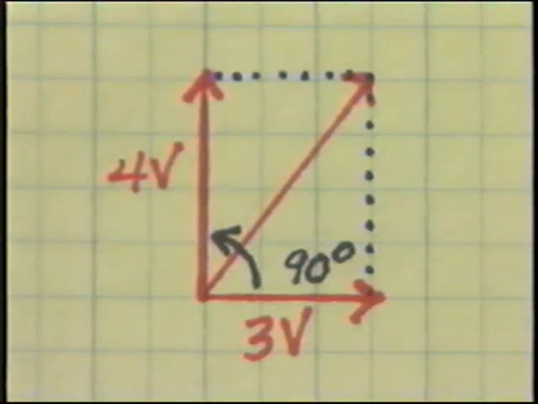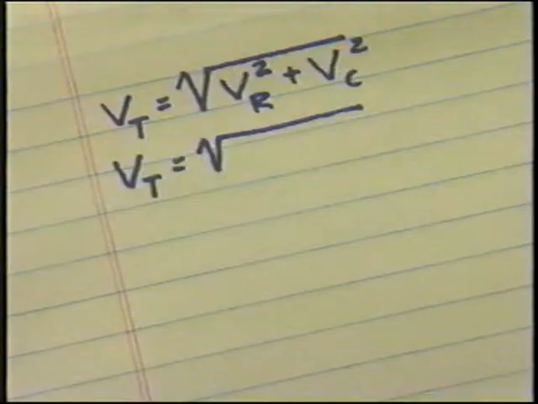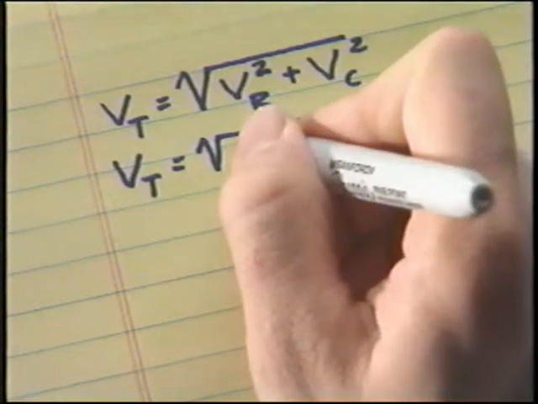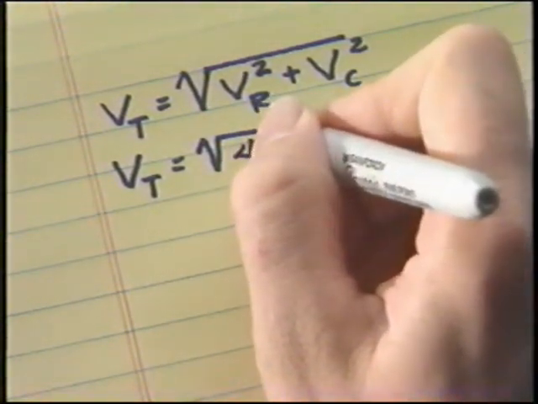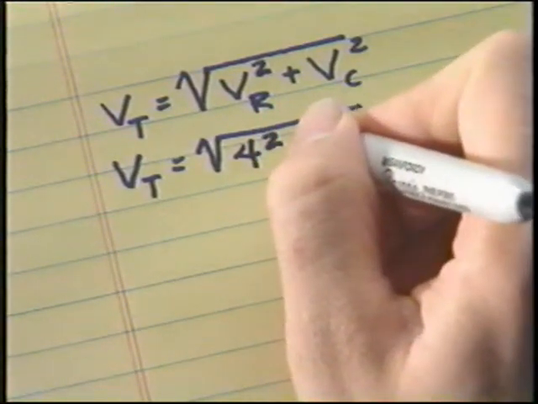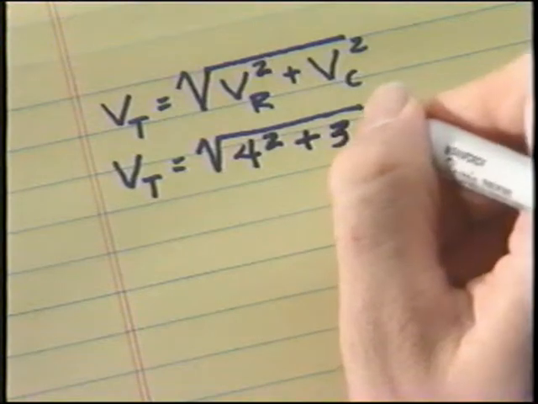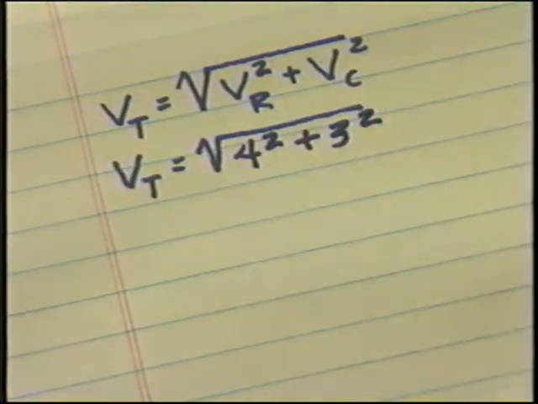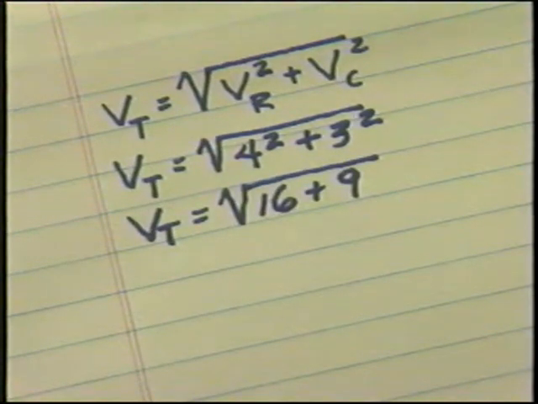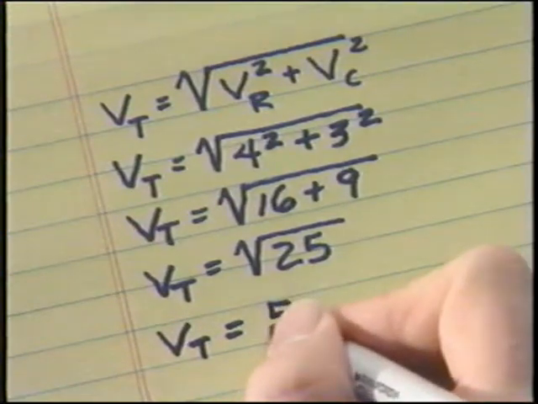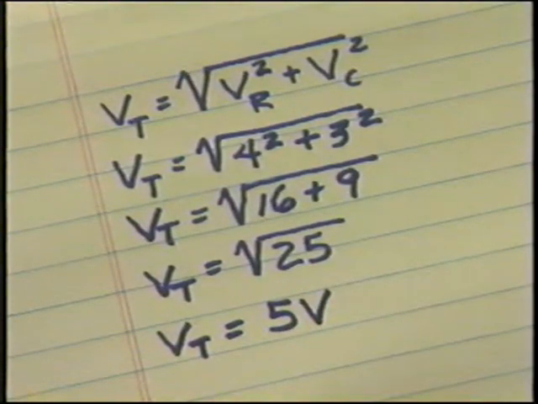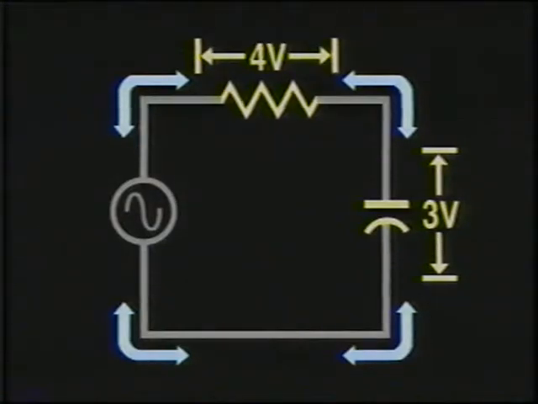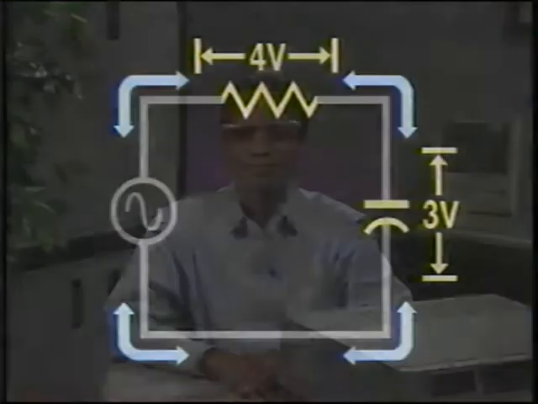The resultant phasor for total voltage in this circuit can be found by using the Pythagorean theorem. V sub T equals the square root of the quantity V sub R squared plus V sub C squared. Substituting the values yields V sub T equals the square root of 4 squared plus 3 squared, or the square root of 16 plus 9. This becomes the square root of 25, which equals 5 volts AC, the total voltage applied to the components in this RC circuit. This demonstrates how important phase relationships are when analyzing an RC circuit.